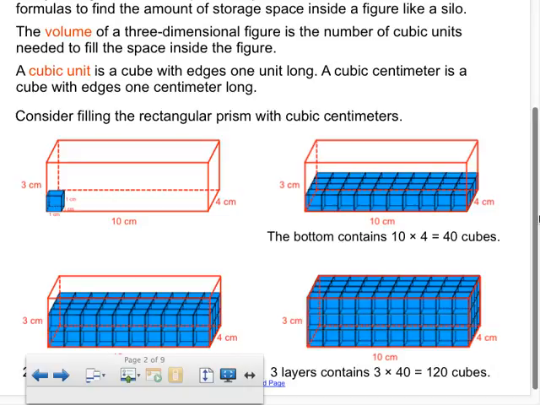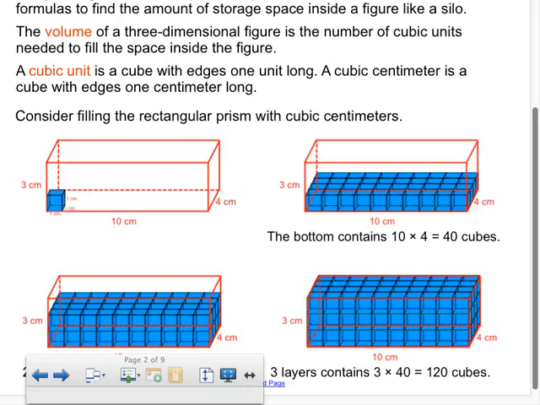Okay, so take a look at this. We have a rectangular prism here. Okay, so if I put down one of my cubes, and then I make a whole row of them, that would be a row of 10. But how many rows of 10 can I have on the bottom? I can have 4. So on the bottom, it's 10 times 4. So how many cubic centimeters did I have on the bottom layer? 40. Do you guys understand?